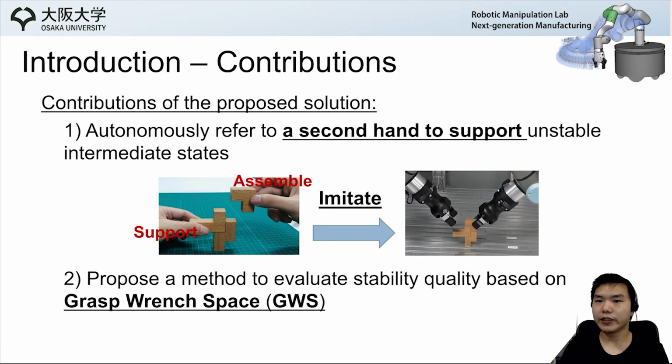So, in this research, we propose a planner that can autonomously refer to a second hand to support the unstable intermediate states during assembly. It is like human strategies to deal with the unstable intermediate state. And we also propose a method to evaluate stability quality based on grasp range space.